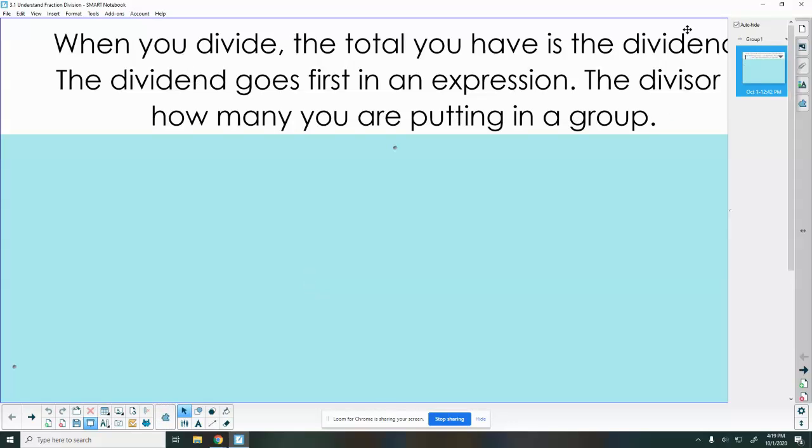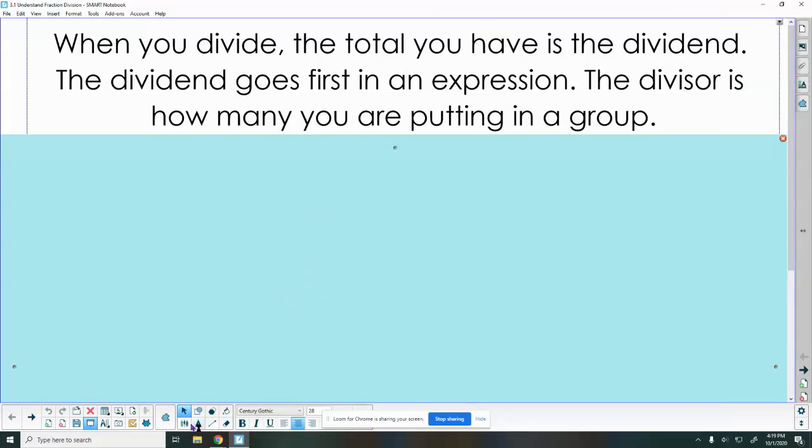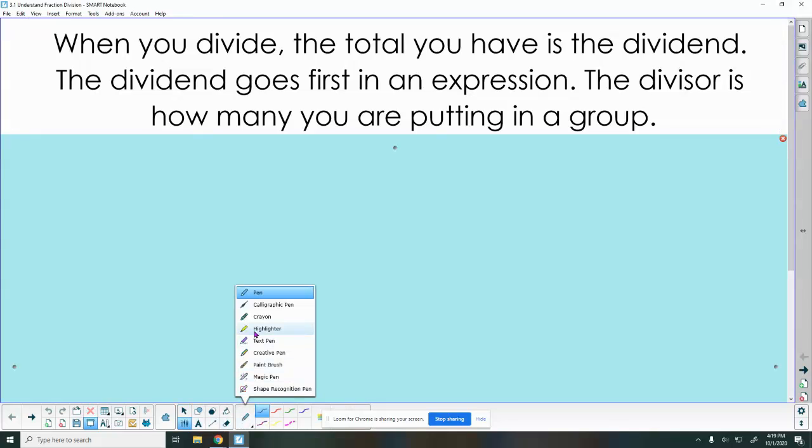So when we are dividing, the total that we have is our dividend. So our total is our dividend. That's what we have. That's the number. I always like to think of that division box as like a den. It goes inside the den. And when I write out an expression, it's the first number that we read. The divisor is how many I'm putting into the group, what we're dividing by.